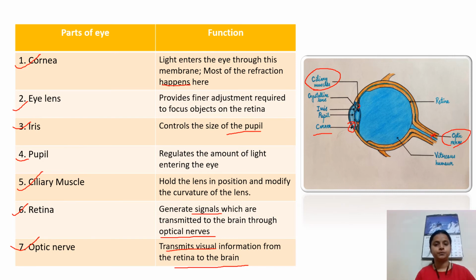Okay. So I hope the parts of the eye and their functions are clear to you all. If you have any doubts, you can write your questions in the chat box, okay? So now let's move ahead and see what is next.